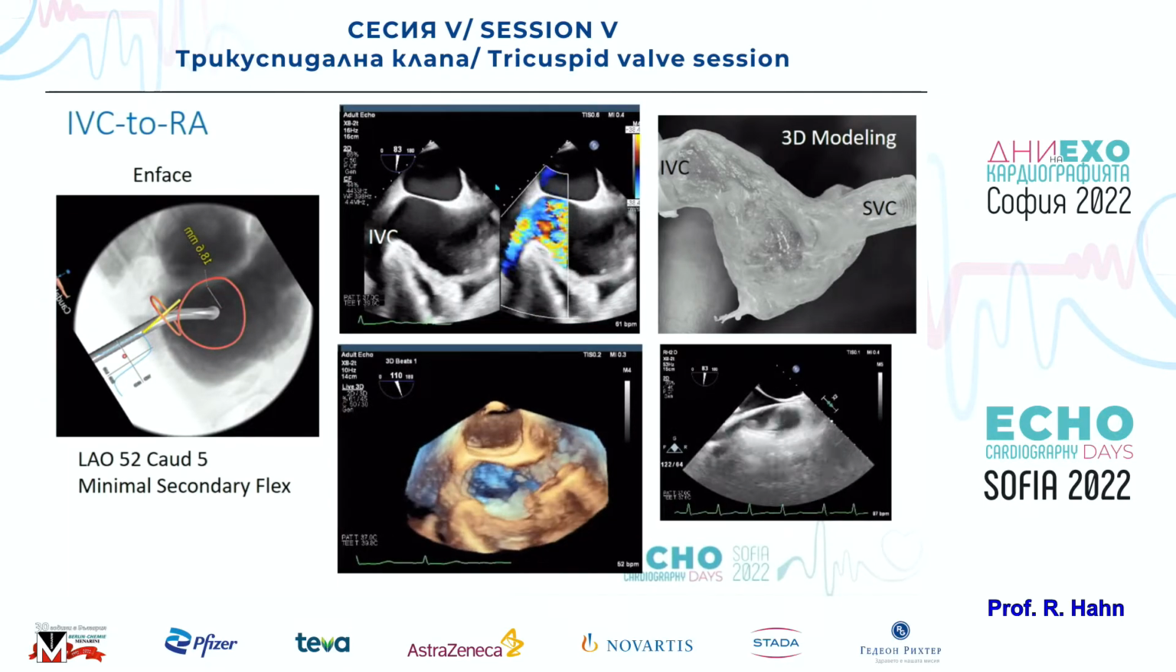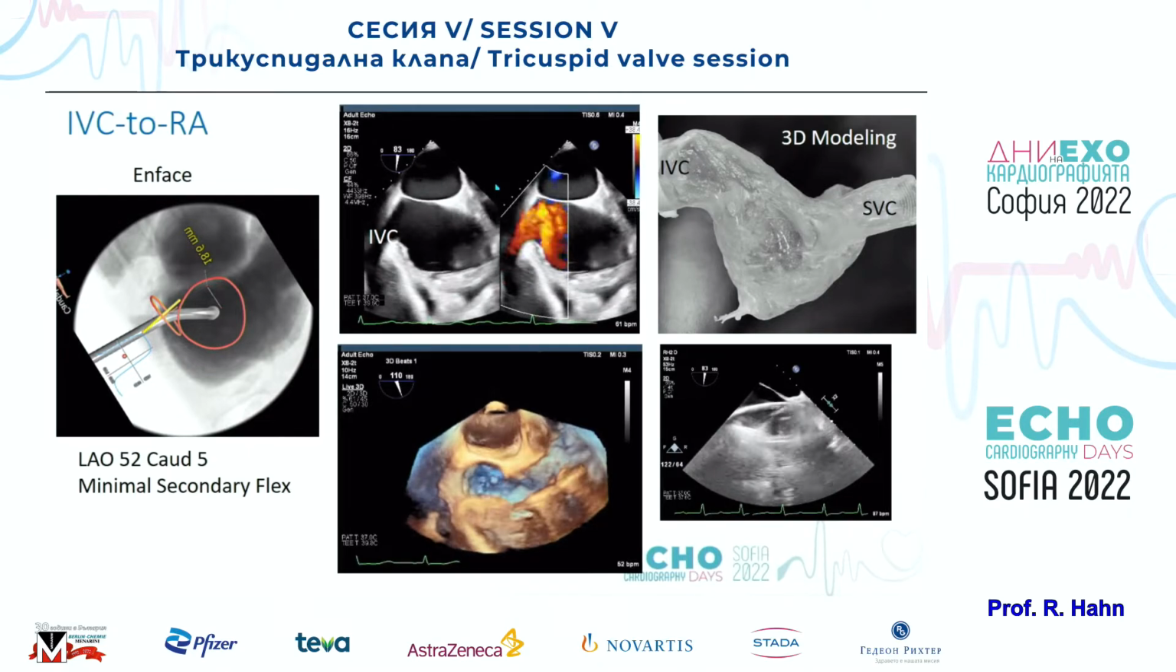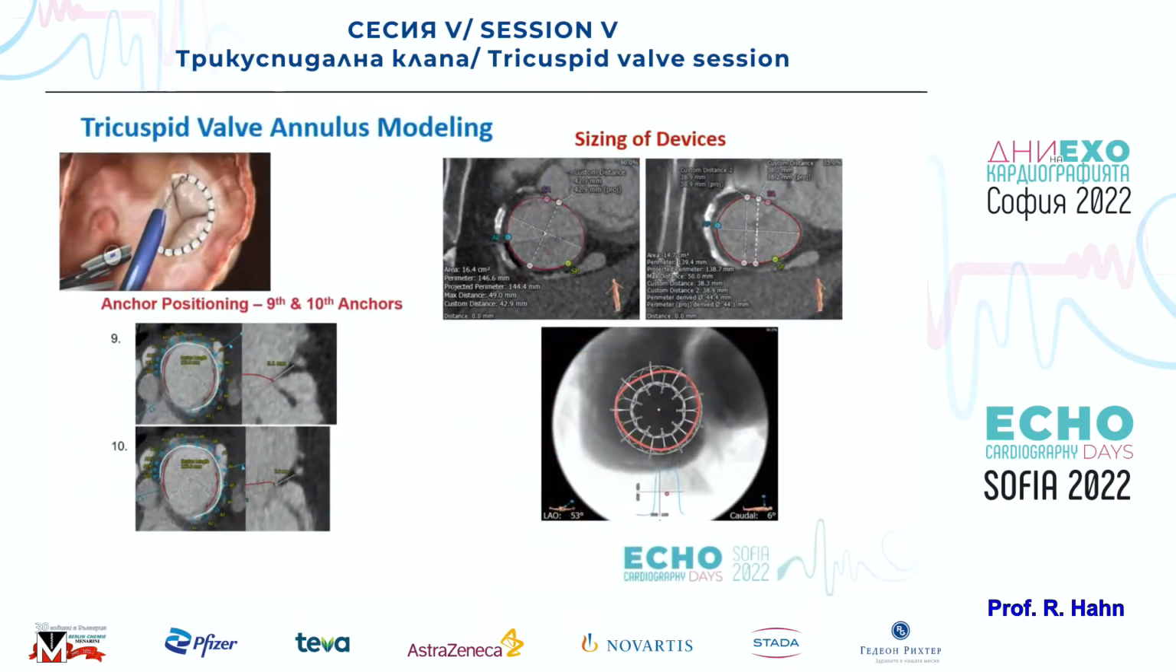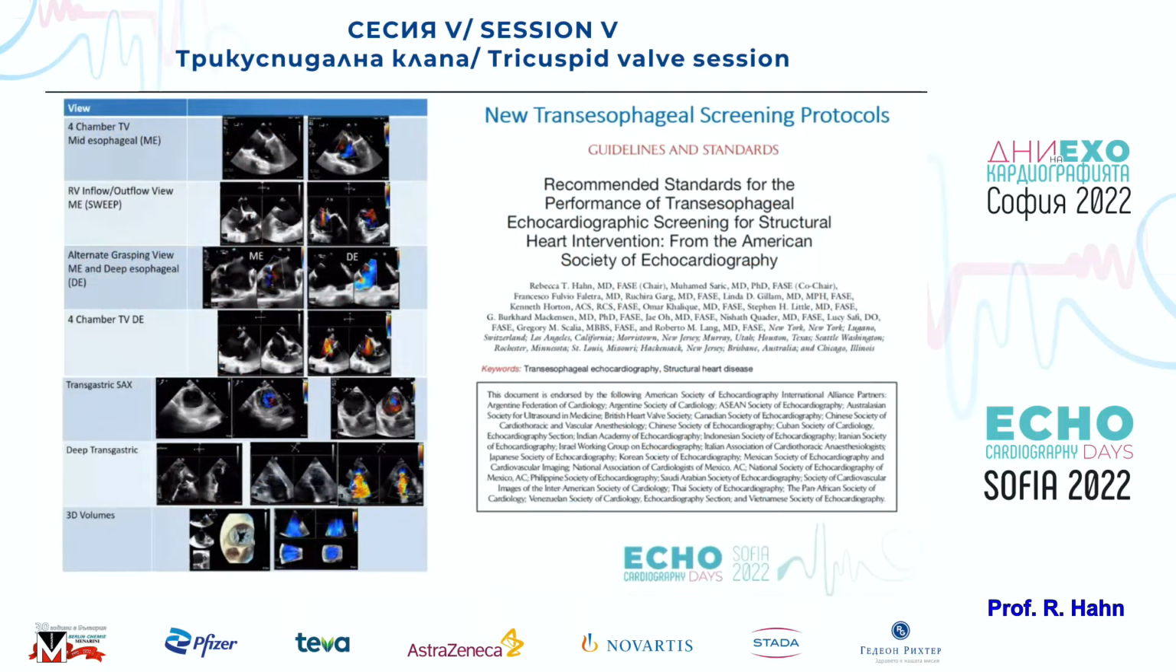This is just the angle of approach to the tricuspid valve, which we typically use a bicaval view for. This is also an example of modeling that can occur with CT scan, so modeling of an annuloplasty device, as well as modeling on the right-hand side of a transcatheter tricuspid valve replacement device. And this modeling and pre-procedural planning has really helped ensure technical success.